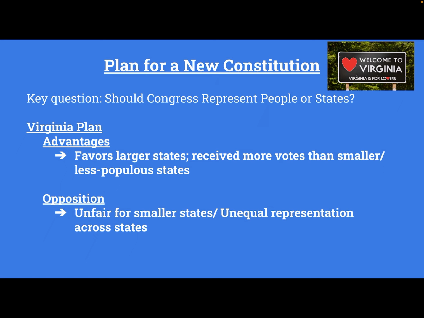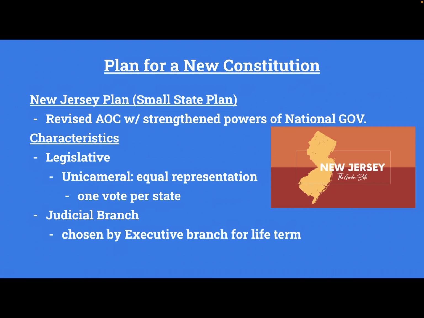And so you had key questions here. Should Congress represent people or states? And so in the Virginia plan, kind of like we talked about, there were advantages. It favors larger states. It received more votes than smaller, less populous states. And their argument is, if we have more people in our state, we should have more representation throughout, because that means that if it's all based on representation, our people are going to have a higher voice. Now, opposition, it was unfair to smaller states, unequal representation across the states.